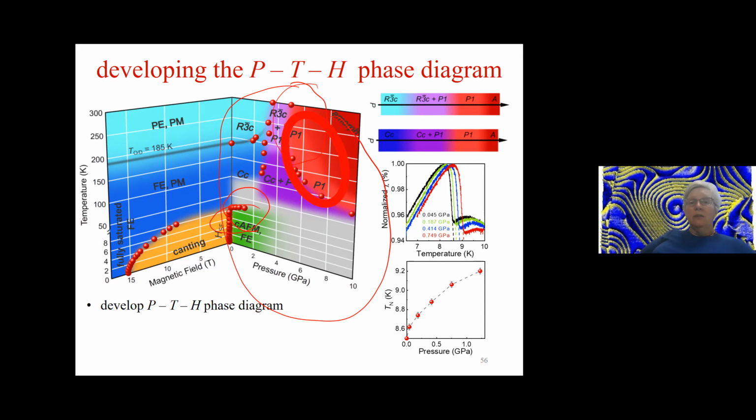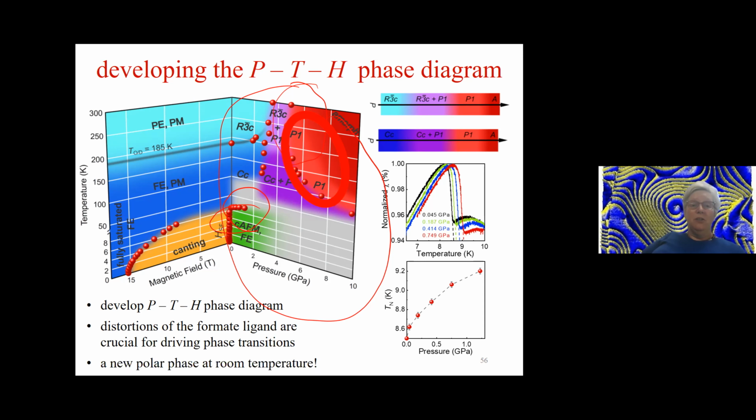So not only does it have a room temperature polar phase, it has a unique mixing phase, it has a magnetic quantum phase transition, and so on. And the distortions of the formate ligand are crucial for driving all of these phase transitions. And of course, this new polar phase at room temperature is really interesting.